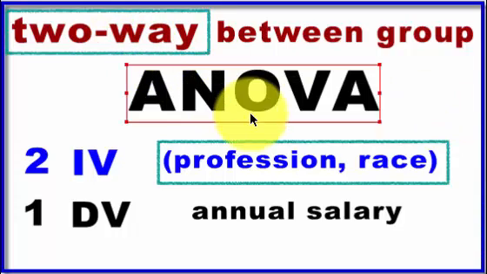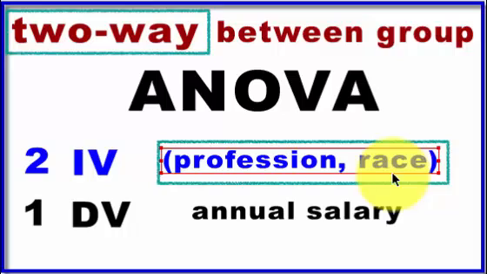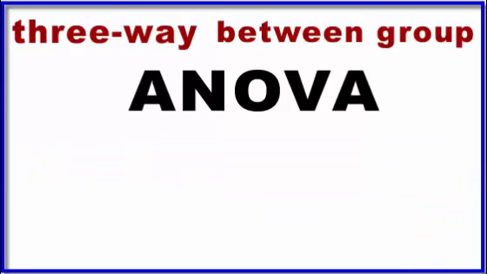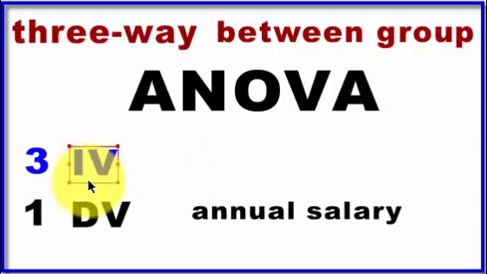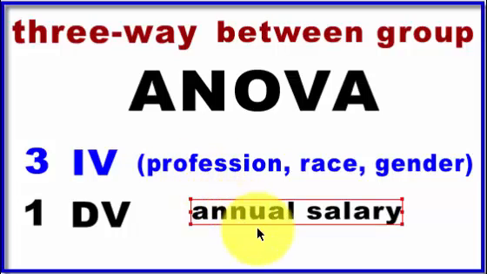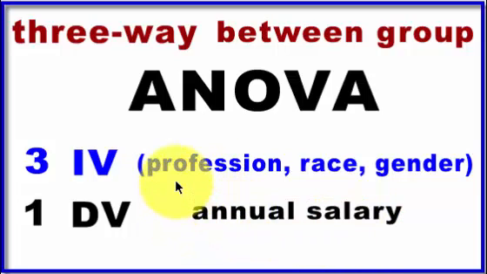But again, the 2-way means 2 categorical IVs. Moving on. You could have a 3-way between group ANOVA. That means you got 3 IVs, only 1 DV. So a good example of a 3-way ANOVA would be 3 categorical IVs, right? Is there a significant difference in salaries between the profession levels, the race levels, or the gender levels, and any kind of interaction between the different IVs?